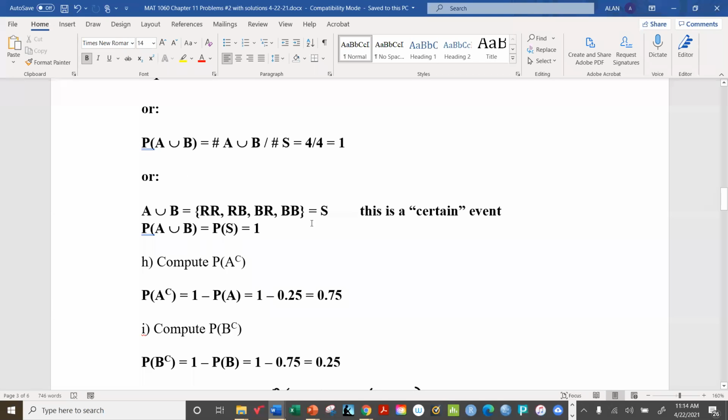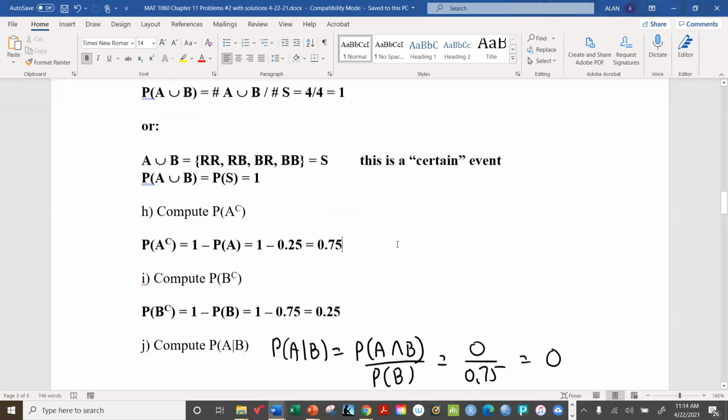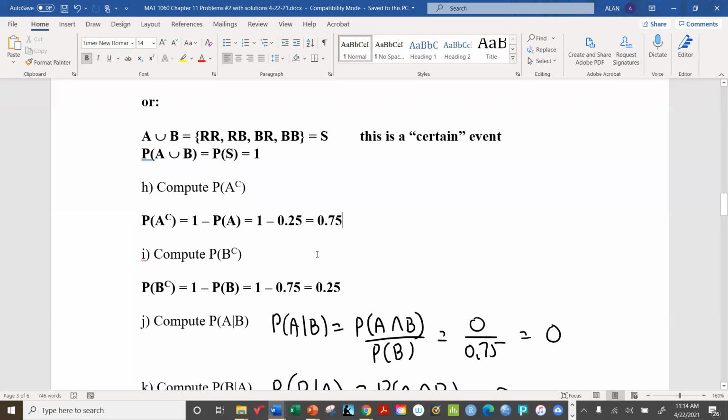All right, now we save the best for last. We've got two conditional probabilities. And these are done in exactly the same way as all the other ones we've ever done. The first thing to do is write out the definition, which is the probability of A and B, and then we divide that by the probability of B. But remember, the probability of A intersect B is 0. So this one is equal to 0, no matter what's in the denominator.